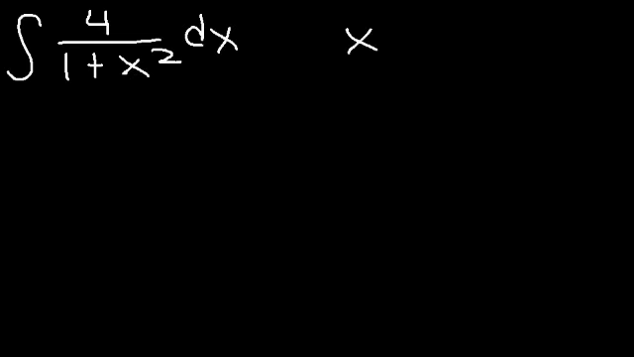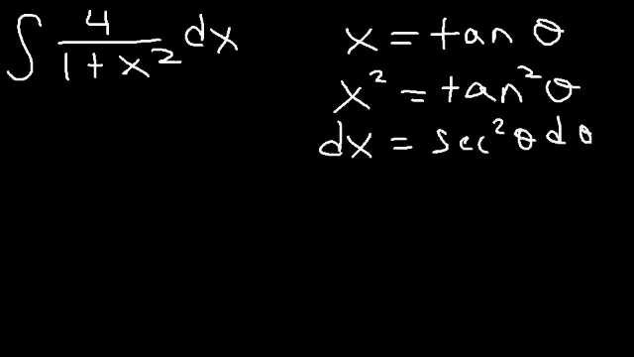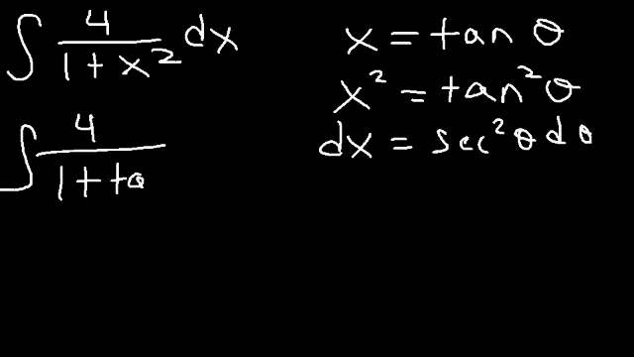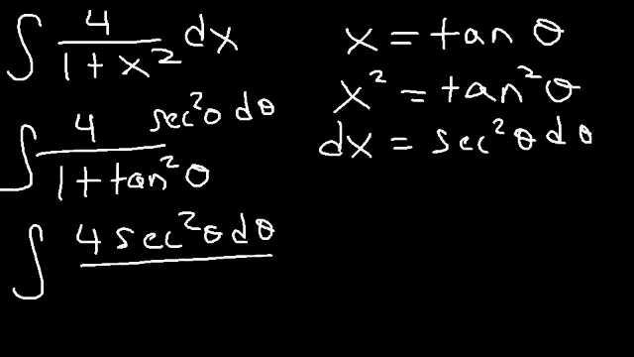That is an indication that we should make x equal to tangent theta. If x is tangent theta, x squared is going to be tangent squared. And dx is the derivative of tangent, which is secant squared d theta. So let's replace x squared with tangent squared. And let's replace dx with secant squared theta d theta. So now 1 plus tan squared we know is secant squared. And the secant squareds cancel in this problem.